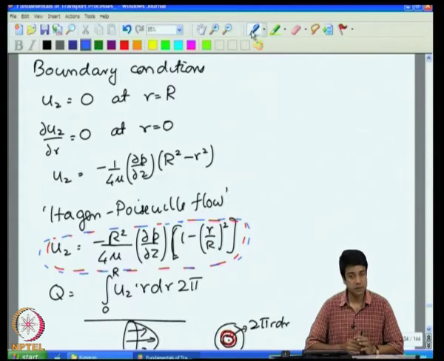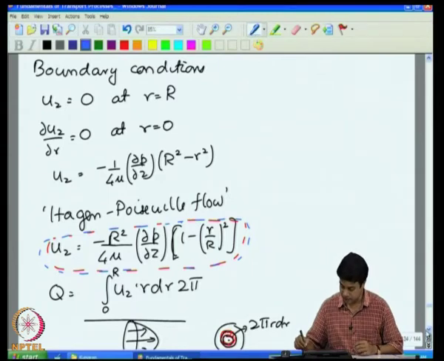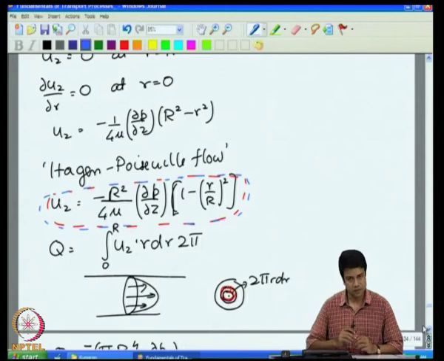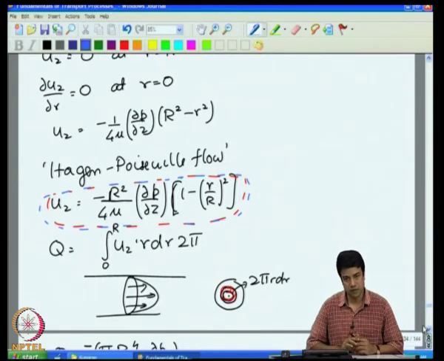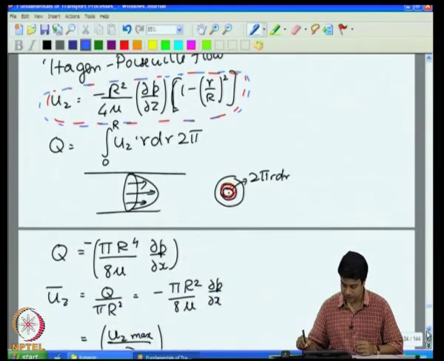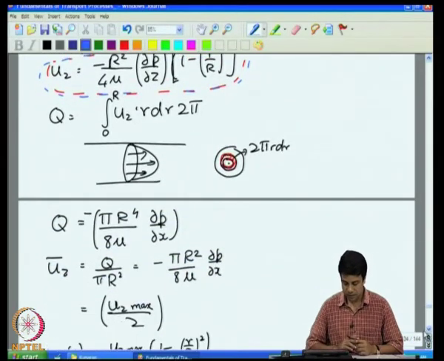But however, since the velocity is changing as a function of radius, I need to take a small section of the cross section, find out the velocity on that, multiply that by the area 2 pi r times delta r, and then integrate it over the entire cross section. And that gives me a flow rate which goes as pi r power 4 by 8 mu times dp by dx. The mean velocity is the flow rate divided by the cross sectional area, which turns out to be half the maximum velocity at the center of the pipe.